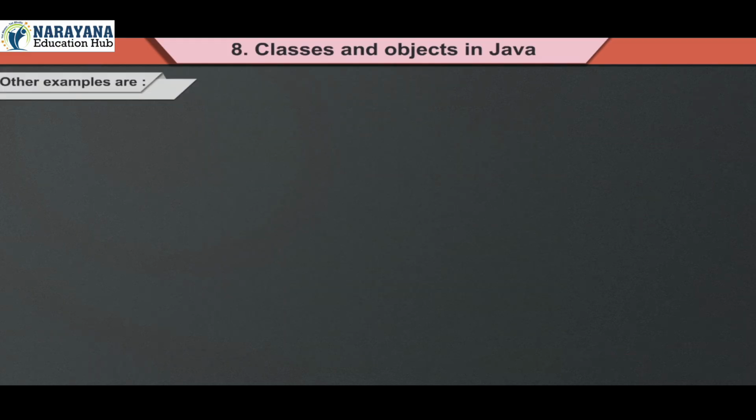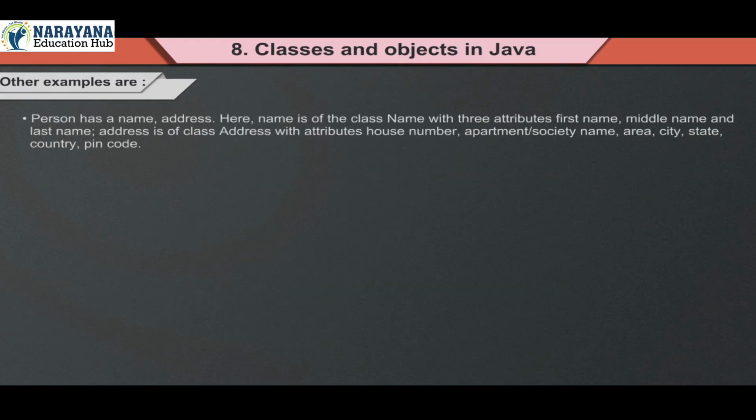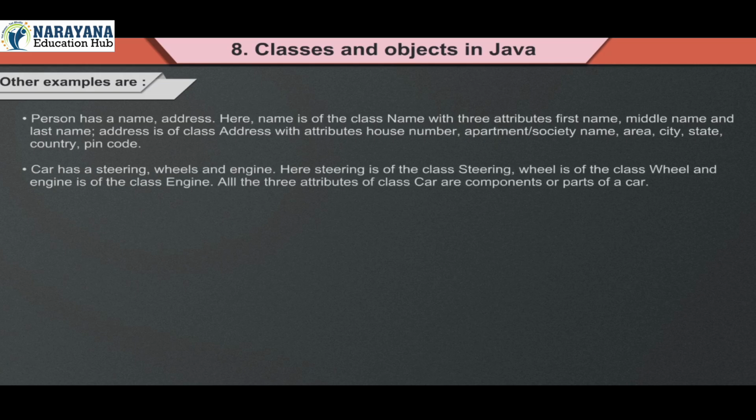Other examples are: person has a name and address. Here, name is of the class name with three attributes: first name, middle name, and last name. Address is of the class address with attributes house number, apartment or society name, area, city, state, country, pin code. Car has a steering, wheels and engine. Here, steering is of the class steering, wheel is of the class wheel and engine is of the class engine. All three attributes of class car are components or parts of a car.